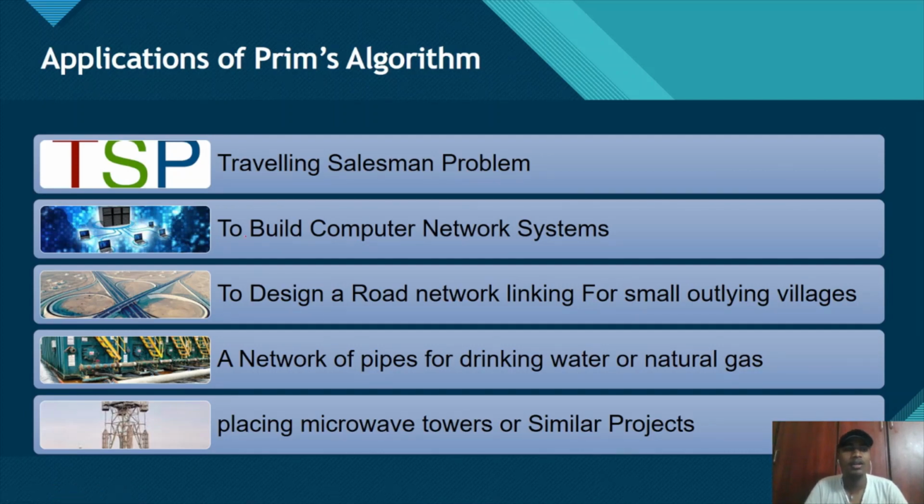salesman problem, and to build a computer network system, to design a road network linking small outlying villages, a network of pipes for drinking water or natural gas, placing micro towers or similar projects, where you will see all are connected in parallel. It means these all should work in a parallel way. So in that way, the parallel algorithm, which is Prim's algorithm, undergoes.